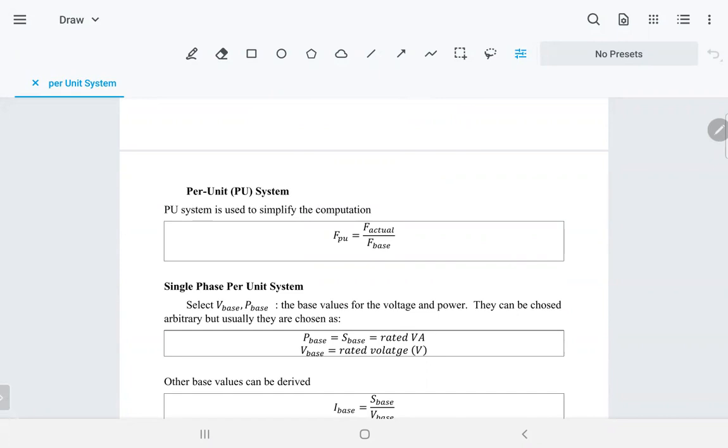When you hear from one person, you cannot compare. Let's say I'm going to compare it to 100. So the 100 has one per unit. The 200 will be 2 per unit. If somebody has $50, it will be 0.5 per unit. So it's close to the percent, but we don't multiply by 100. That's all. That's a per unit system.